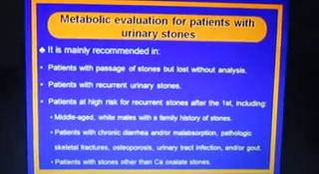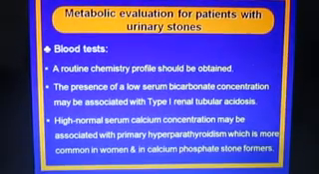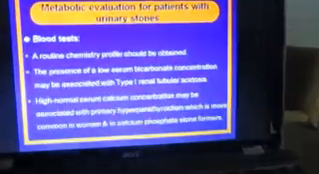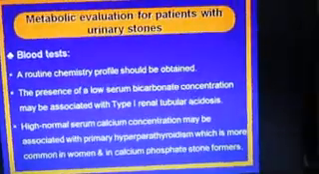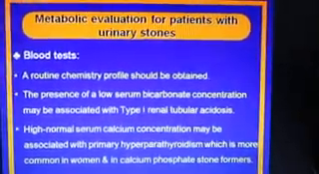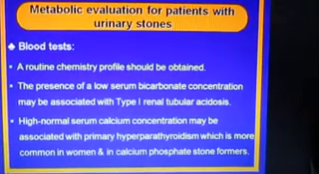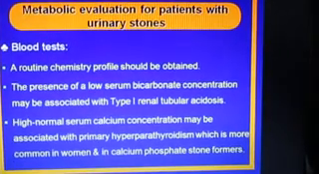Patients with stones other than calcium oxalate stones. Any type other than calcium oxalate stones should be searched for a systemic cause. Metabolic evaluation for patients with urinary stones. They include blood tests. A routine chemistry profile should be obtained. The presence of a low serum bicarbonate concentration may be associated with type 1 renal tubular acidosis. High normal serum calcium concentration may refer to primary hyperparathyroidism, which is more common in women and in calcium phosphate formers.